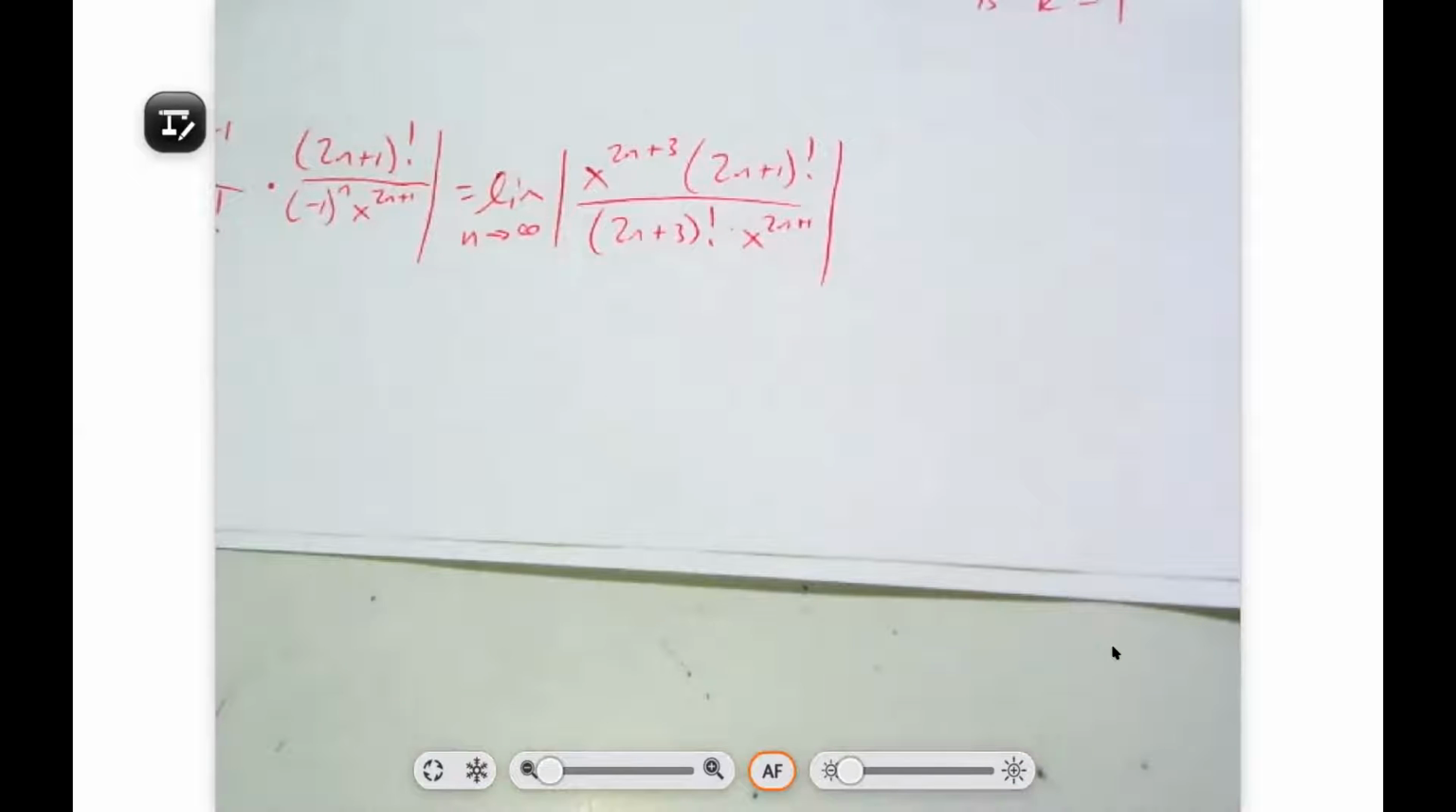So now you got to figure out how to cancel out those factorials. Does anybody know what 2n plus 3 factorial is the same as? Like how we can get that to cancel out with 2n plus 1 factorial? X to the 2n. No, not the x's, the factorials.